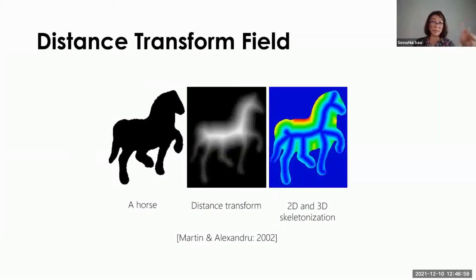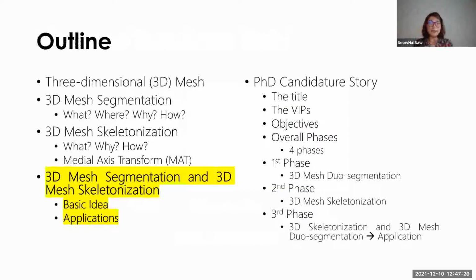So this paper again proposed a method that is based on the calculation of the distance function with respect to the object boundary. These authors extract the approximate skeleton for the 2D or 3D image. Now next, after all my explanation regarding the terms of segmentation and skeletonization, it's time to put them together.